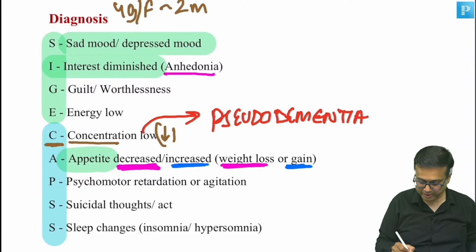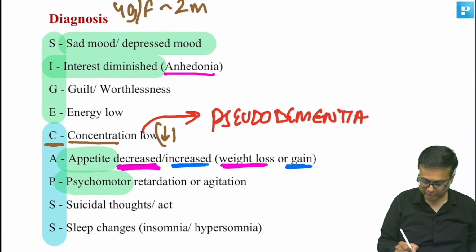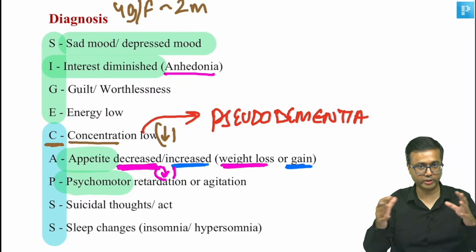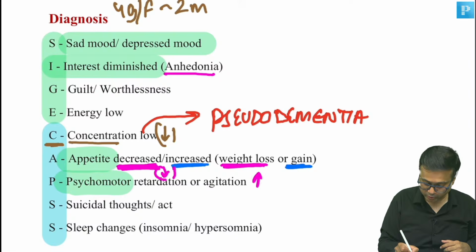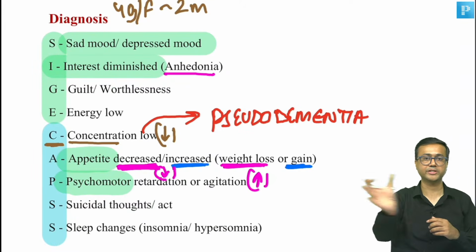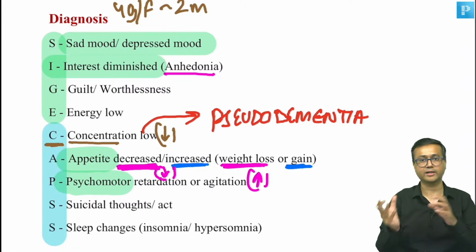P for psychomotor activity. So psychomotor activity can reduce, beta. So patient is talking very slowly, is walking very slowly, but sometimes psychomotor activity, beta, can increase. So you will see sometimes patient with depression is very agitated, is very restless. Both can occur.